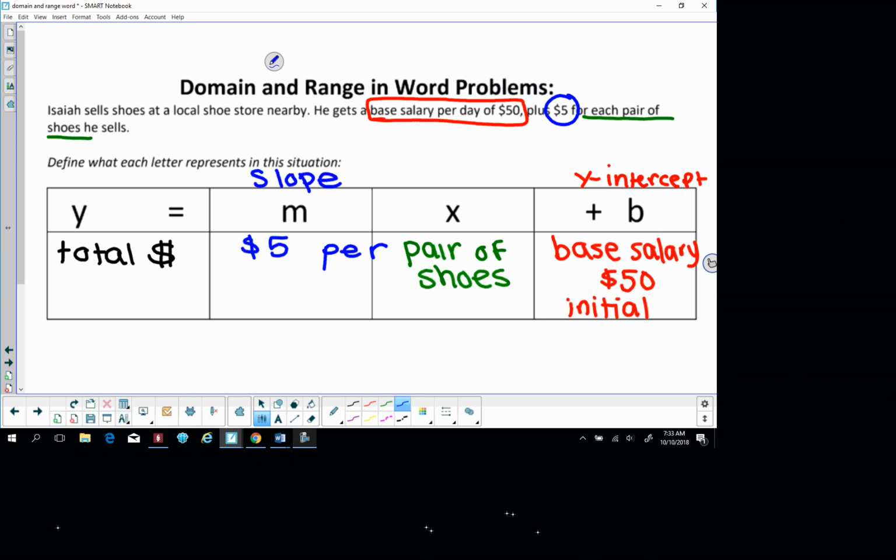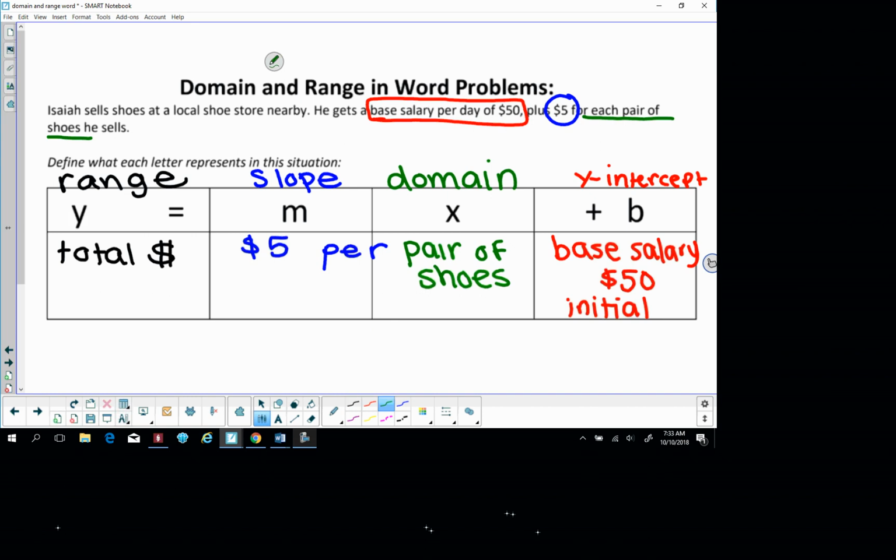And what did we learn yesterday? What does x represent that we learned yesterday? Domain. And what does y represent? Range. And so today we want to make sure we know how to interpret what's going on and what our domain is and what our range is from these word problems. So whatever's after per, each, every, that's usually your domain. Range is always your total something.